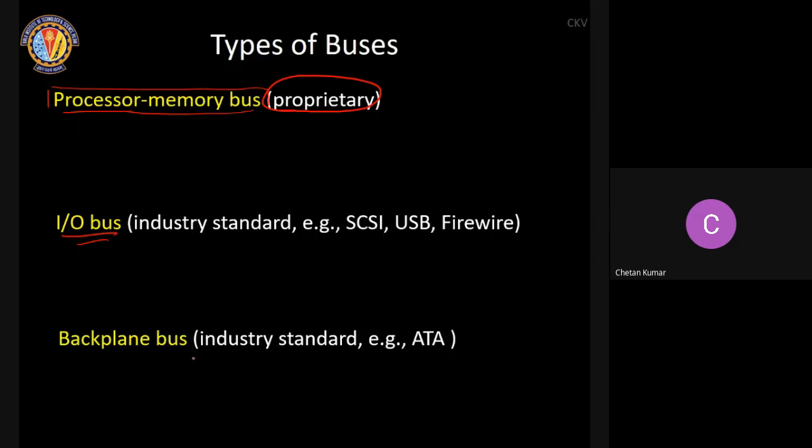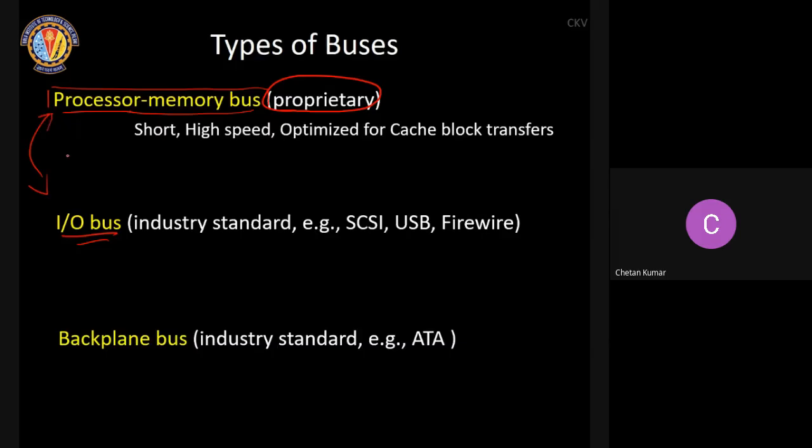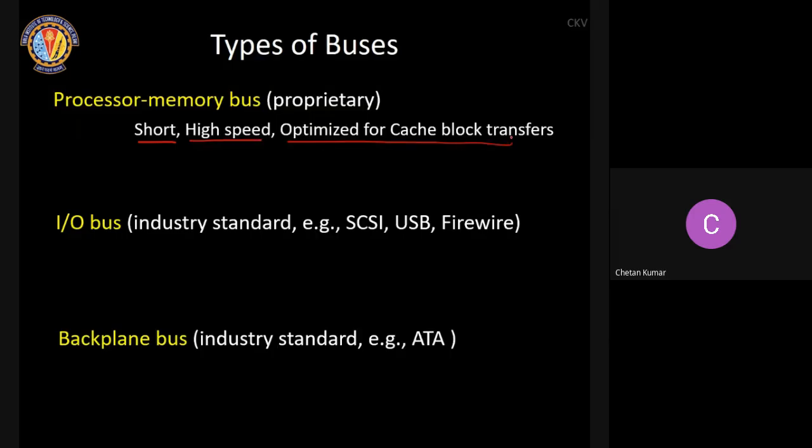And then there is something called a backplane bus, which I will talk about later, which is basically a communication between these two units. There is a bus which can communicate between these two, and that is called the backplane bus. The processor memory bus is typically short, very high speed, and optimized for cache block transfers, because you need to transfer blocks from your main memory to cache. So this is mainly optimized for that.